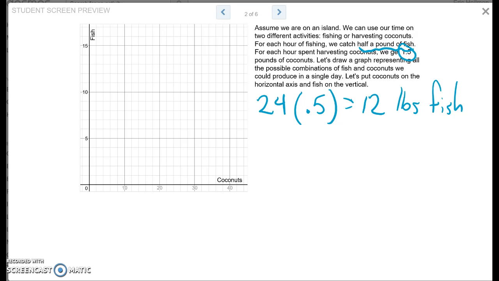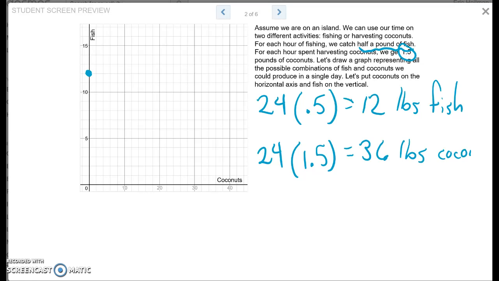So fish, we put that on the vertical axis. So if we spent all of our time only fishing, we would end up with 12 pounds of fish and no pounds of coconuts. If I spend all of my time harvesting coconuts, it'd be 24 hours in a day, 1.5 pounds of coconuts per hour, I would get 36 pounds of coconuts. So that's going to be right around here. So if I spent all day harvesting coconuts, I'd have 36 pounds of coconuts and no pounds of fish.